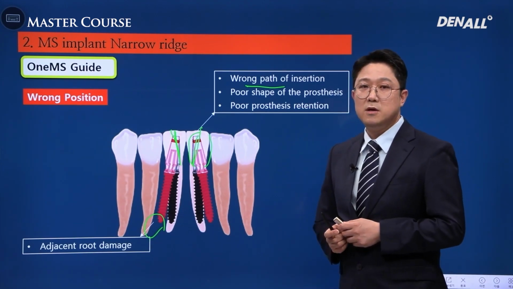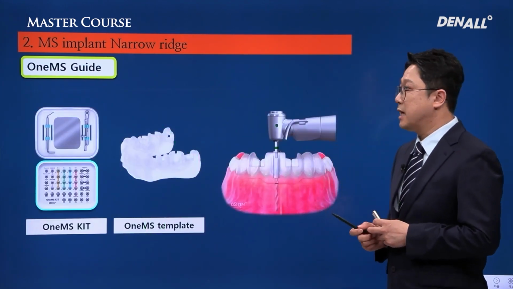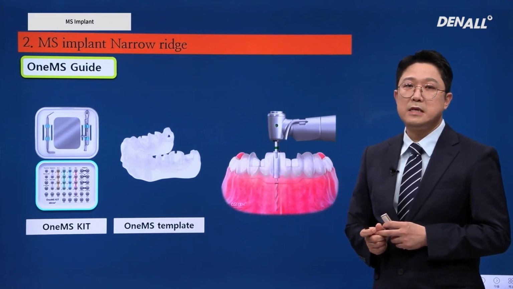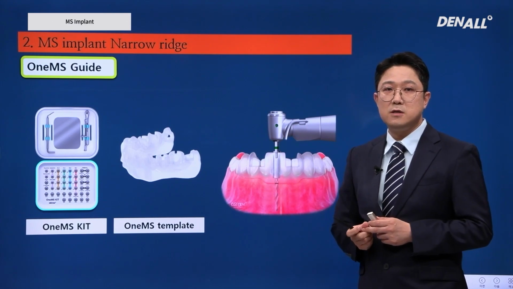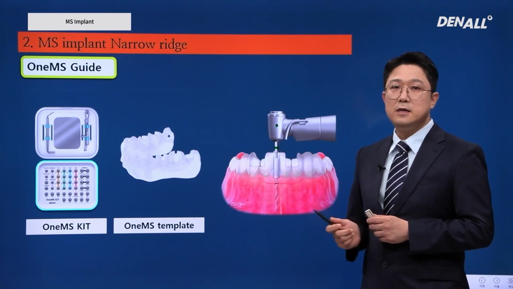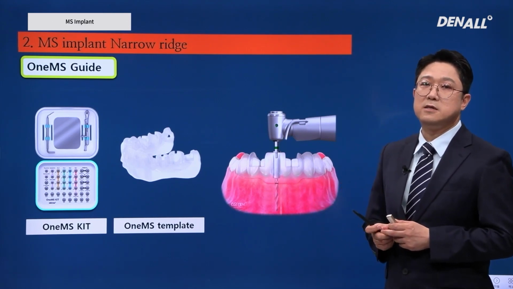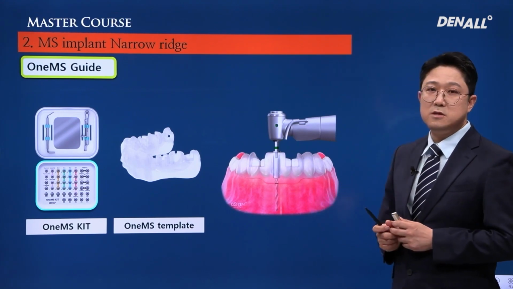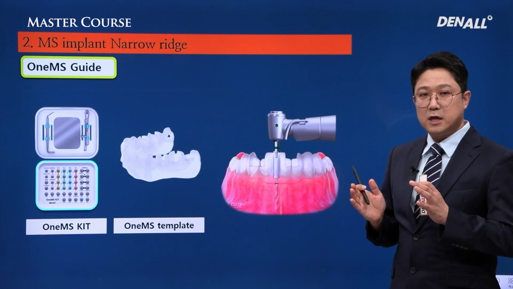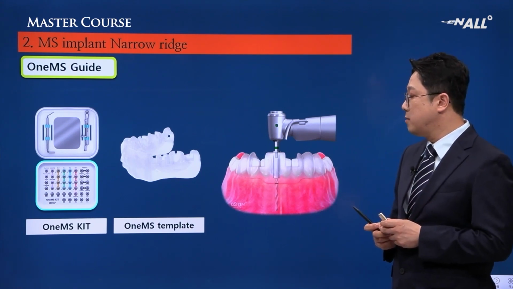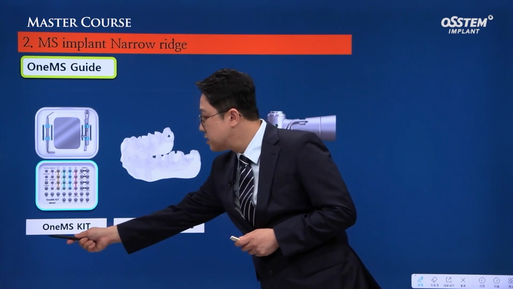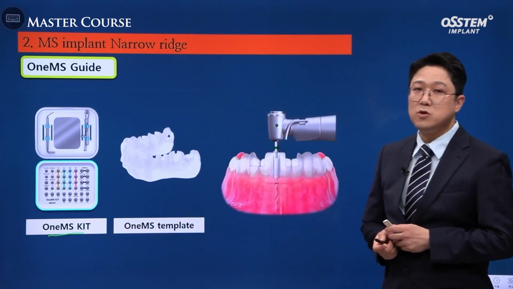In this case, there is a 1 MS guide. If you use this guide in determining the path, you can get a lot of help. If you use the dedicated 1 MS kit, then you can get good results. Let me share with you a case.